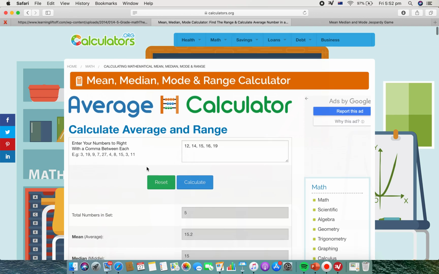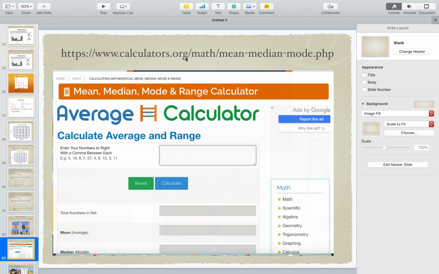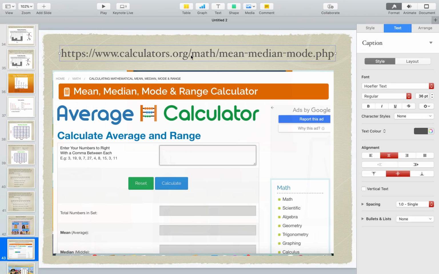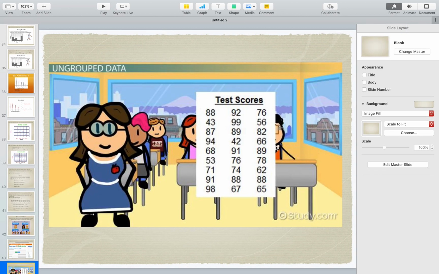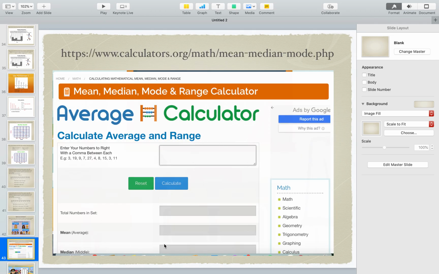You can use this one. So if you want to try it at home, just copy this link, okay? So you can pause this and copy this, and then you can practice calculating this, okay? So it's very good for something like that, where you have lots of big scores, and you type it in here, and it shows all the things.